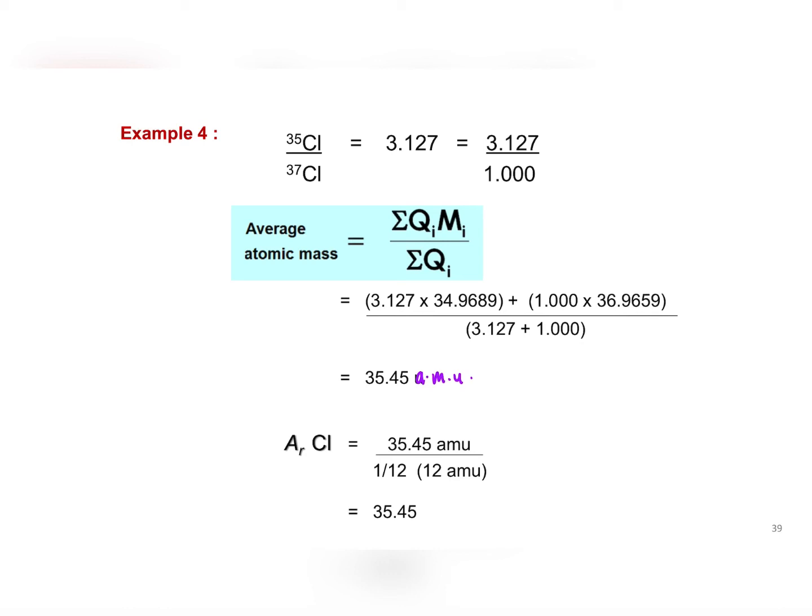Next step, you want to find the relative atomic mass of Cl: 35.45 AMU divided by 1/12 times 12 AMU. You will get 35.45, and this one is without unit.